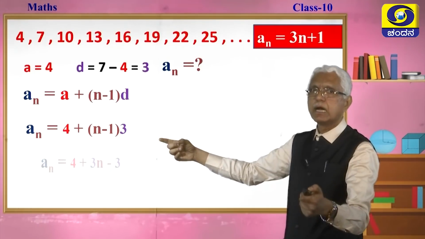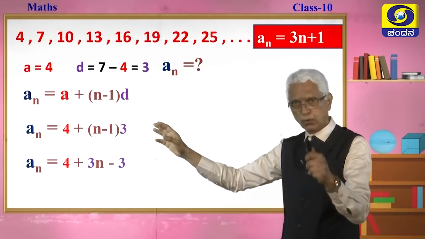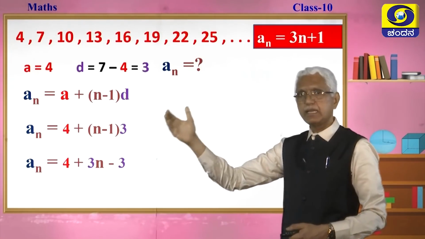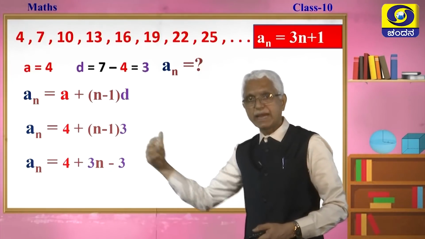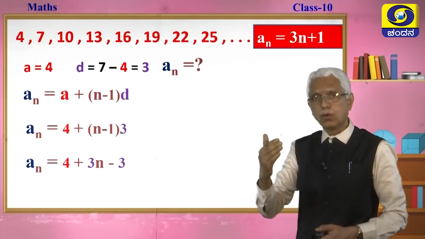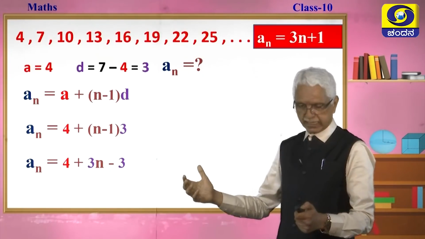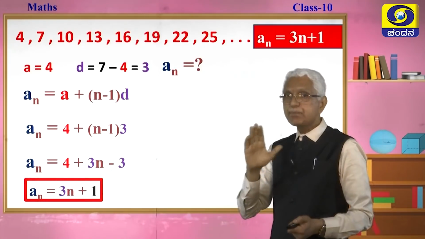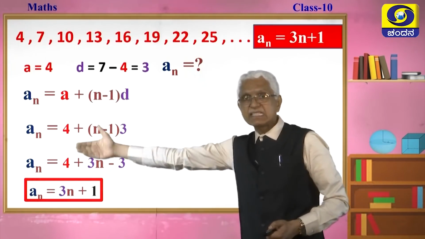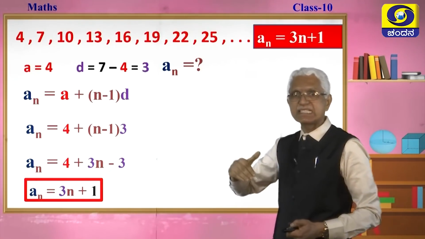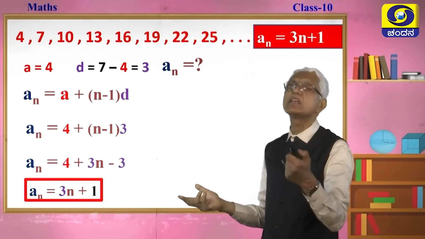Good. Now observe, my dear children, you are removing the bracket. 4 plus, remove the bracket, 3 into n, 3n, 3 into minus 1, minus 3. So you got 4 plus 3n minus 3. Next, we keep 3n as it is. What is 4 minus 3? 4 minus 3 is plus 1. So an is equal to 3n plus 1.